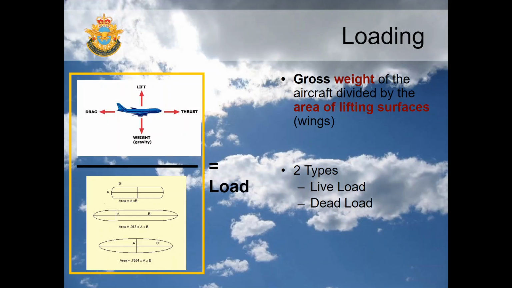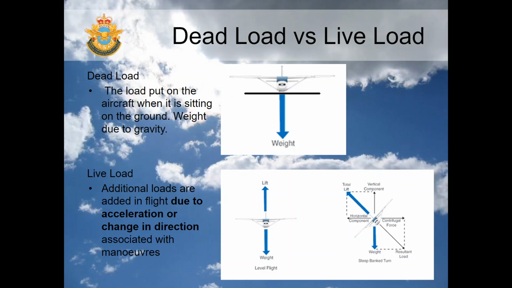And there are two types of load, live and dead load. Dead load is a load put on the aircraft when it is sitting on the ground, so weight due to gravity. And live load is additional loads added in flight due to acceleration or change of direction, and it's usually associated with maneuvers. To clarify this, live load is dead load added with any additional load. So don't get confused that live load is the only load experienced during acceleration or change in direction, because it is dead load added with any additional load.